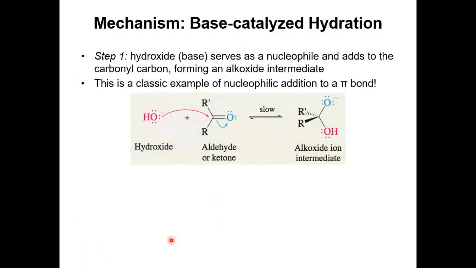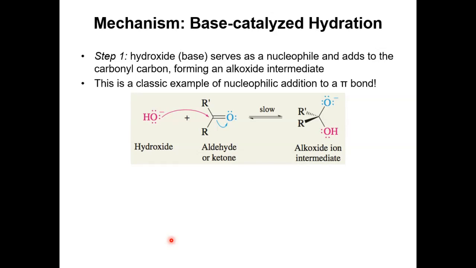So basically, adding either base or acid can catalyze the hydration process. Let's first look at the mechanism of base catalyzed hydration. Base catalyzed hydration means we're adding base into a hydration system, a mixture of water and the carbonyl, water and the ketone or water and the aldehyde. The reaction will be substantially faster, usually at least 100 times faster. So what is the mechanism? Adding base into the system can make the reaction faster.